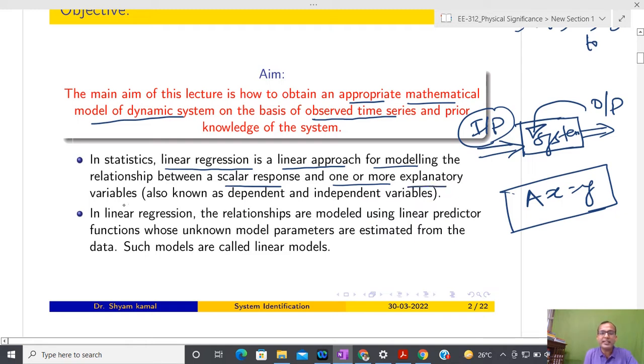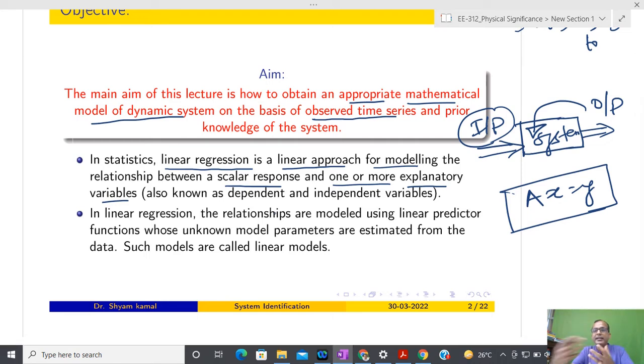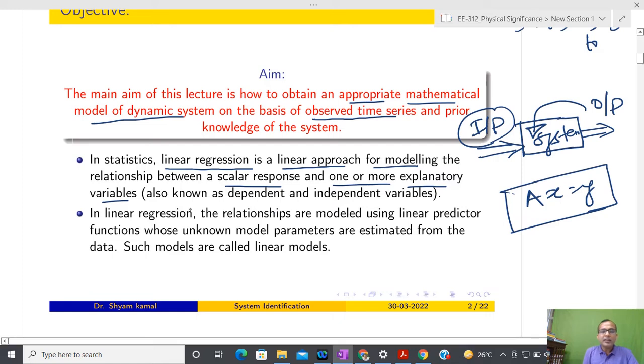So we will try to understand what an explanatory variable means in a subsequent slide. Basically, I have some kind of dependent quantity and some kind of independent variable. So we have two different kinds of variables. Some variables are known to me, and some variables I have to predict from whatever data I have. And in linear regression, the relationships are modeled using a linear predictor function.